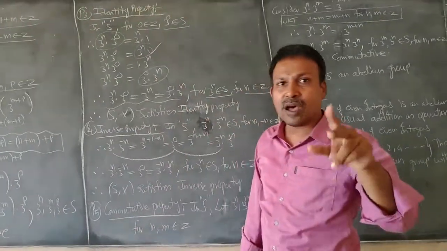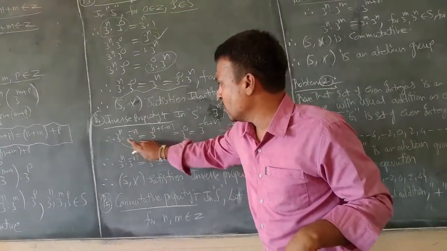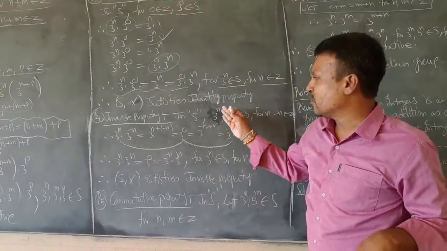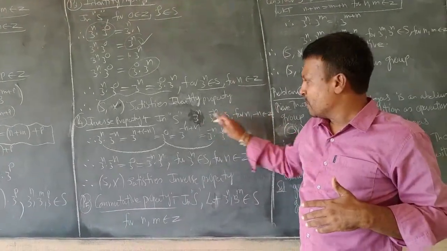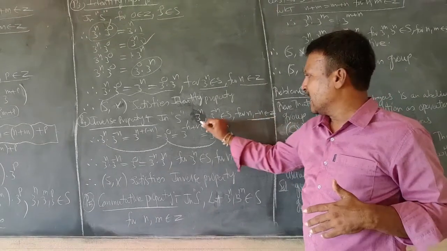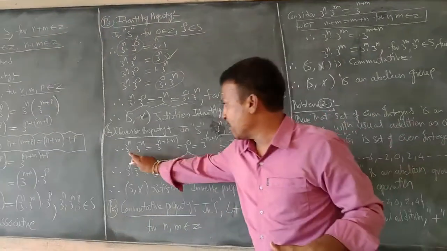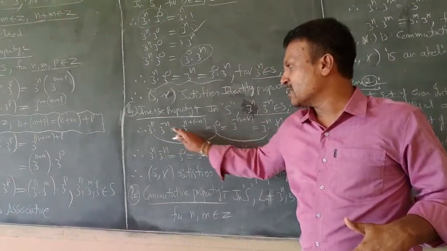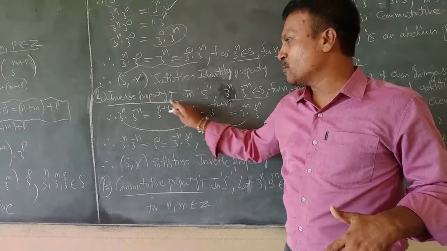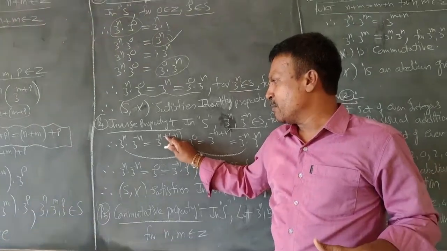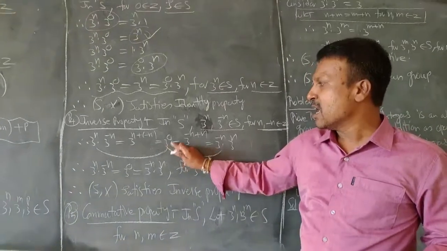So let us take two elements of set S, that is 3 power n and 3 power minus n. As we know that for n belongs to Z, minus n belongs to Z. Therefore, for n, minus n belongs to Z, 3 power n, 3 power minus n belong to set S. Now I consider 3 power n into 3 power minus n. This can be written as 3 power of n plus of minus n. It is the law of exponents, right? N plus of minus n, n minus n gives 0. Therefore, I have written this as 3 power 0.